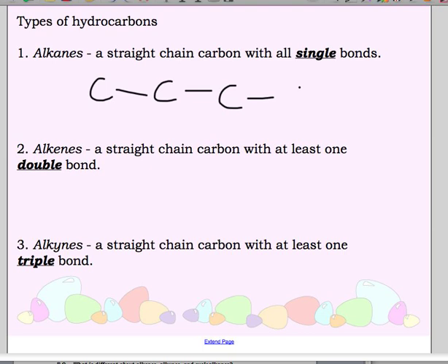And again, we usually don't draw the hydrogens. It, again, doesn't mean they're not there, but that's what a typical alkane would be. And if we say an alkane, that's what we're talking about.